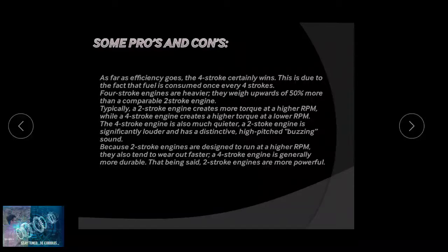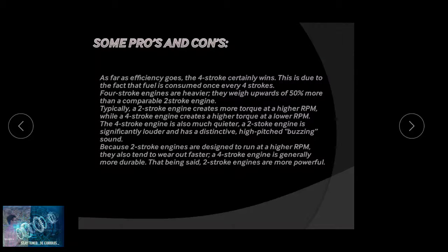There are some pros and cons. As far as efficiency goes, the 4-stroke certainly wins. This is due to the fact that fuel is consumed once every 4 strokes. 4-stroke engines are heavier. They weigh upwards of 50% more than a comparable 2-stroke engine.